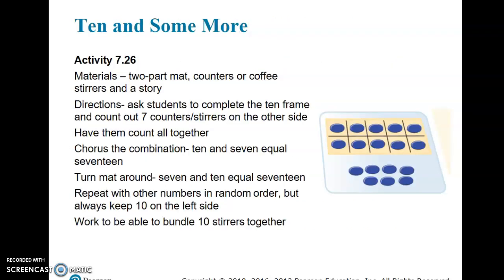Use a simple two-part mat and a story that links to whatever counters you are using. Then have children count out 10 coffee stirrers onto the left side of the mat. Next, have them put 5 stirrers on the other side. Together, count all the stirrers by ones. 10 and 5 equals 15. Turn around, 5 and 10 equals 15.